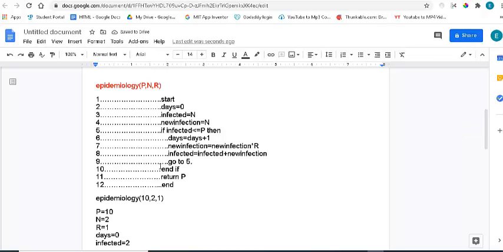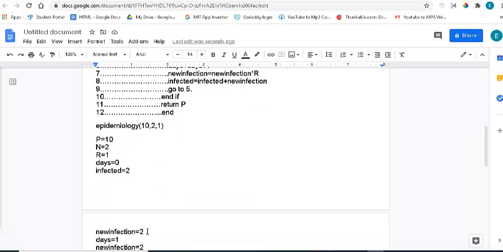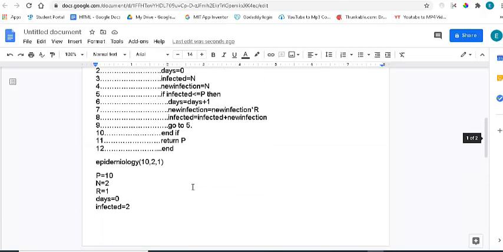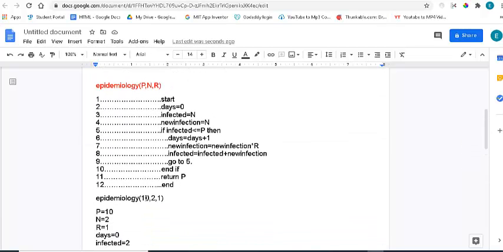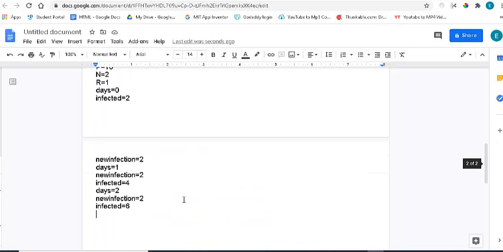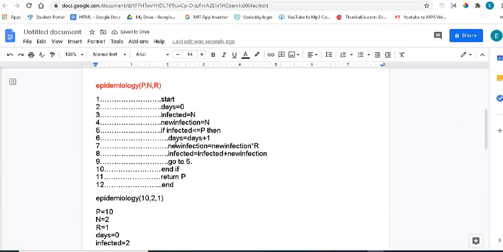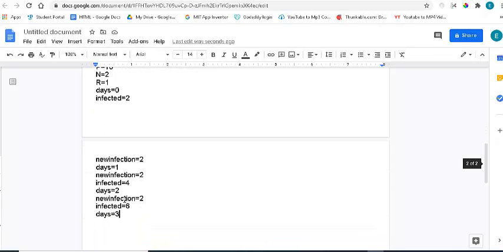Now it goes down, goes to 5, is infected. Infected we found is 6. Is 6 less than or equal to p? P is 10, yes. Then days is incremented. So days becomes 3. Then new infection is new infection times r. R is 1. So new infection was previously 2, so it becomes still 2. And again, it's going to be added to the infected. So infected becomes 8.